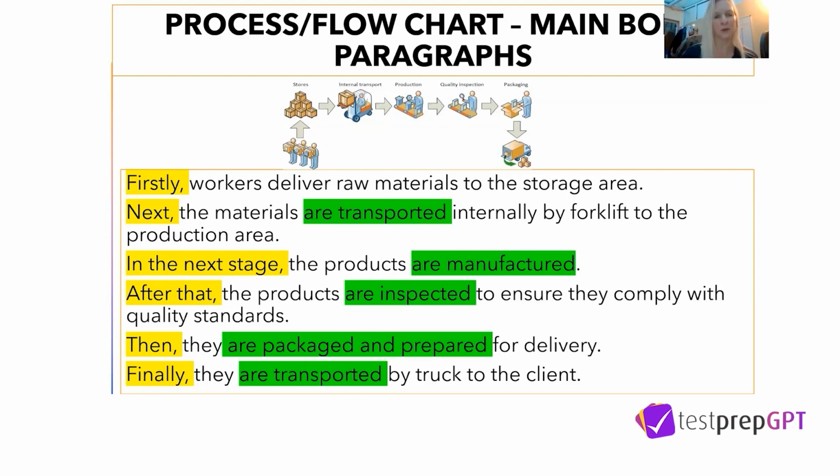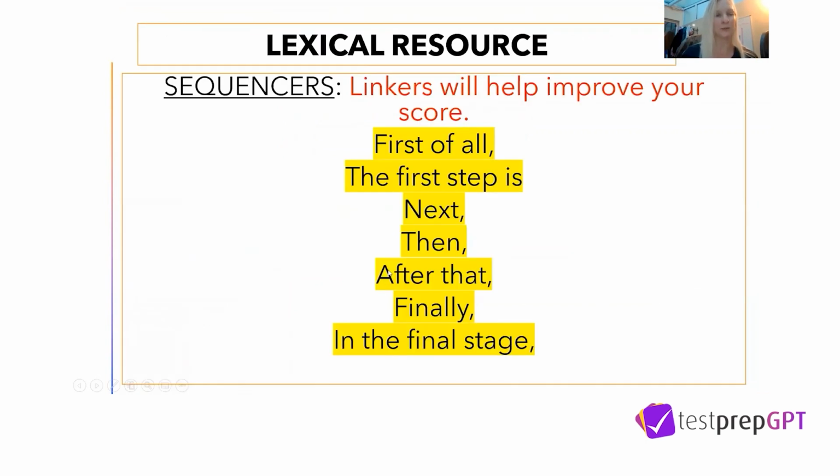So try to use also the passive form. Again, we don't know who transported the products. We don't know who manufactured them. So you can see I have used are transported, are manufactured in each sentence. So those are your linkers. You will use those in every process that you describe.